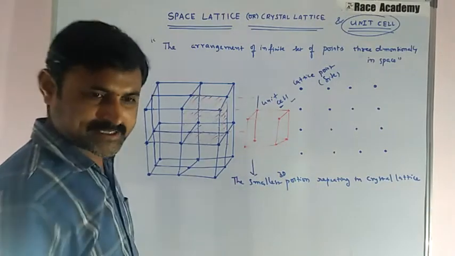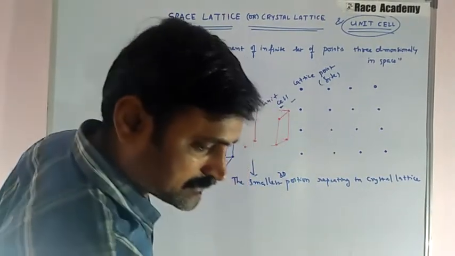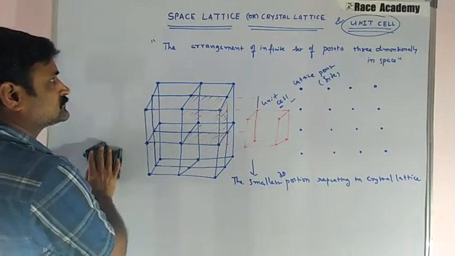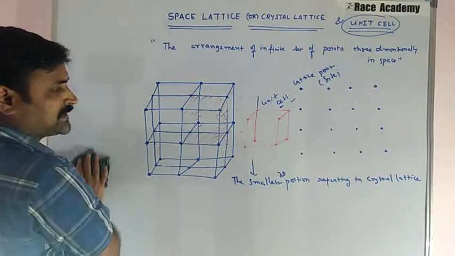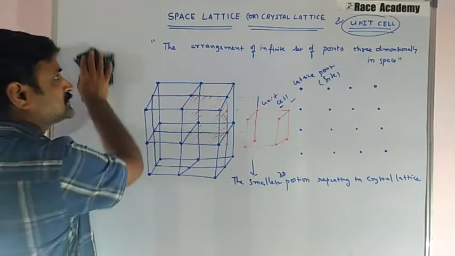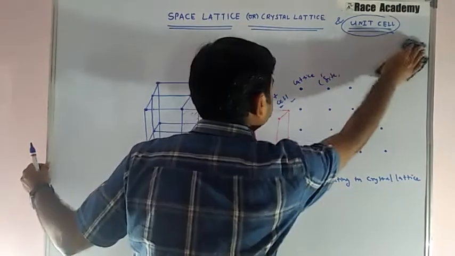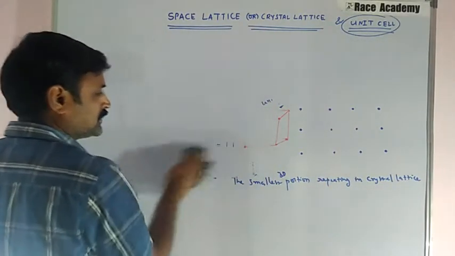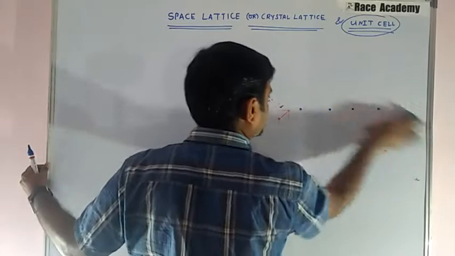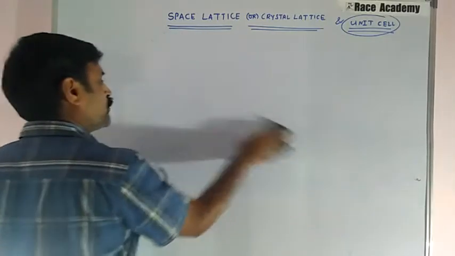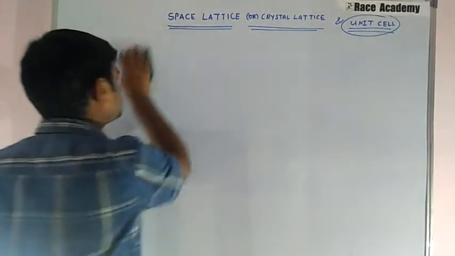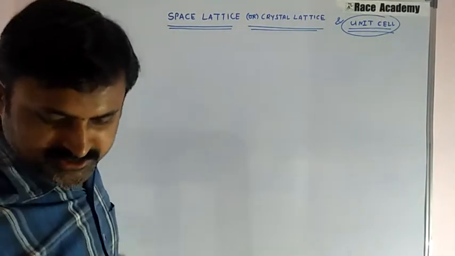I will write a big diagram now to continue with this. Okay, hope you understand this information, right? Now move on to the details of this unit cell, the smallest portion of the crystal lattice, that is the unit cell, we will see.